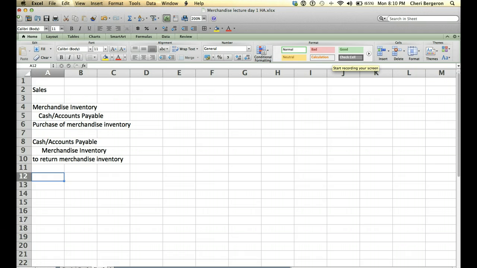All right, and then if we take advantage of a purchase discount, that is a discount that was offered to us if we paid within a certain amount of days. In other words, they'll say 2/10, net 30. That means if you pay within 10 days, you can take a 2% discount. If not, the entire total is due in 30 days. Okay, so again, that would look like 2/10, net 30.